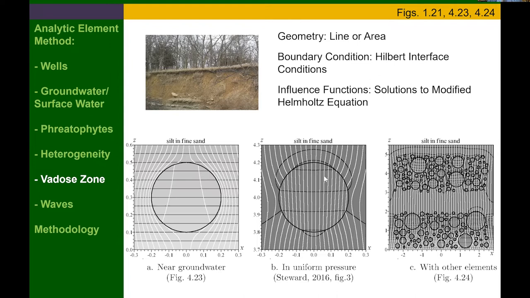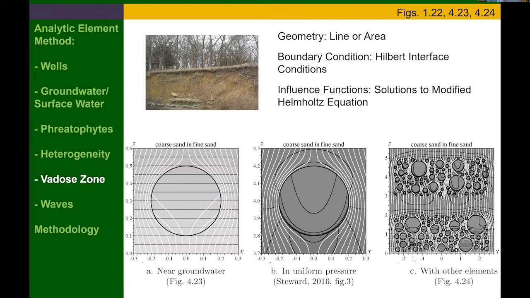This particular element is located down here close to the water surface. This is groundwater. This is located further up in the Vadose zone. So we know in the Vadose zone that the pressure head becomes negative as you go up in the soil column. And this element is further up in the soil column above the water table. This is a coarse sand inside of a fine sand. And so this is like the heterogeneity that I showed you in groundwater just a little bit ago.